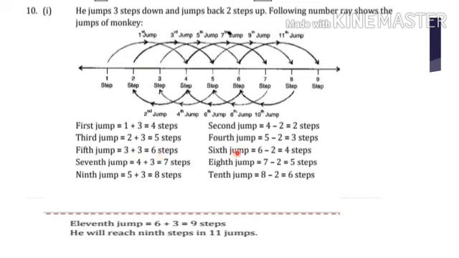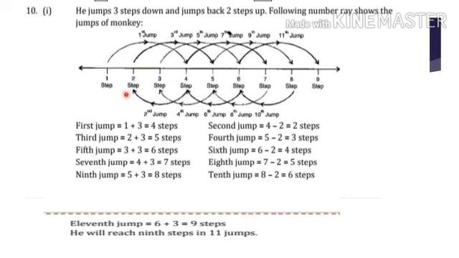From the 6th step, he goes back from 6 to the 4th step. It is represented as 6 minus 2. In the same way, 4 plus 3 is equal to 7. 7 minus 2 is equal to 5. Then on the 11th jump, 6 plus 3 is equal to the 9th step. He will reach the 9th step in the 11th jump.